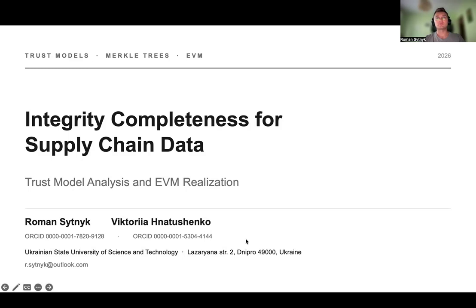The title of our work is Integrity Completeness for Supply Chain Data, Trust Model Analysis, and EVM Realization. The paper has three parts. First, we define a security property that we call integrity completeness. Second, we prove which of three trust models satisfies this property and which do not. And third, we implement a model that satisfies it as a set of four smart contracts in the Ethereum blockchain, and we measure its cost against standard alternatives.